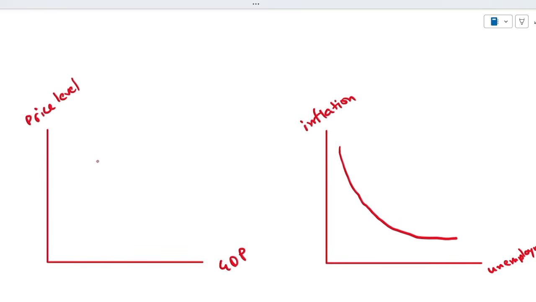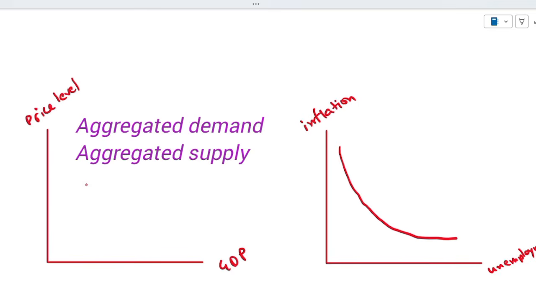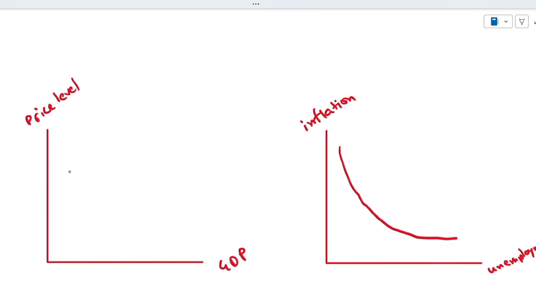and in case of price level and GDP, we know there are two things. One is aggregate demand and another is aggregate supply. So we know the demand curve is always downward sloping like this. This is aggregate demand and this will be our aggregate supply.